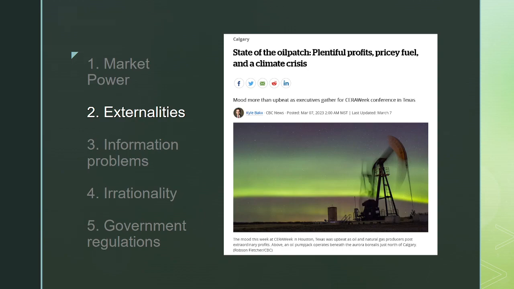If you said externalities, you would be correct. The byproducts of pollution and climate change are factors that people worldwide must deal with, regardless of whether they take part in that market or not.